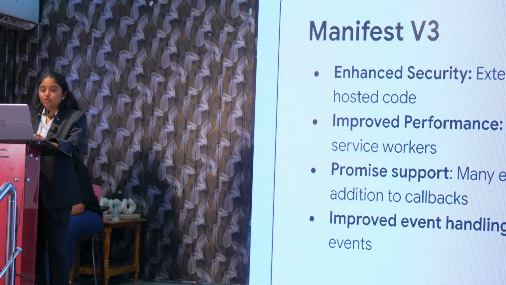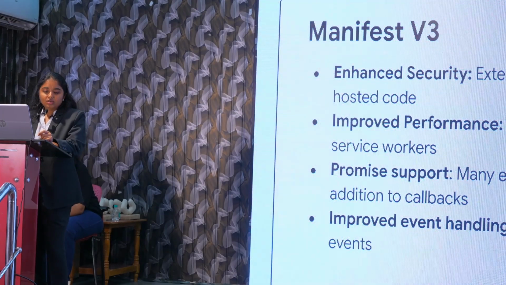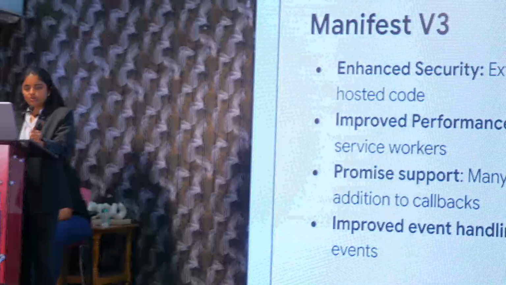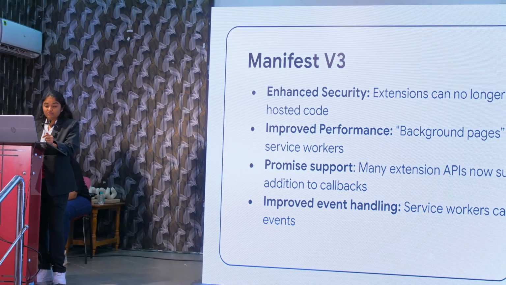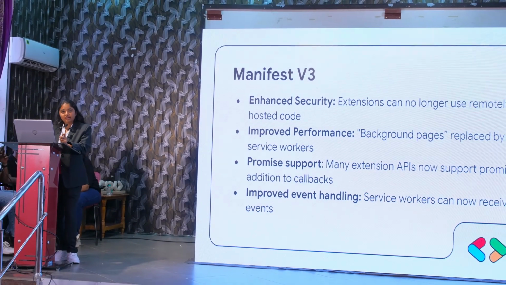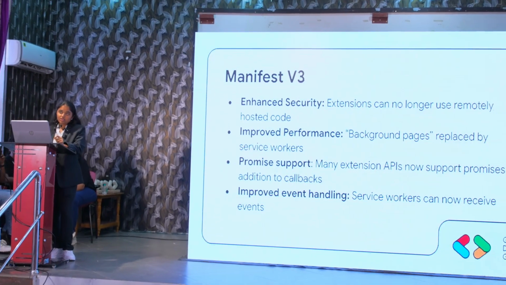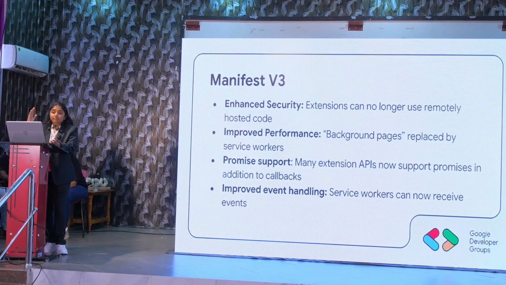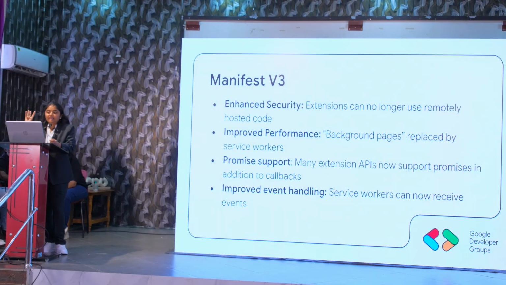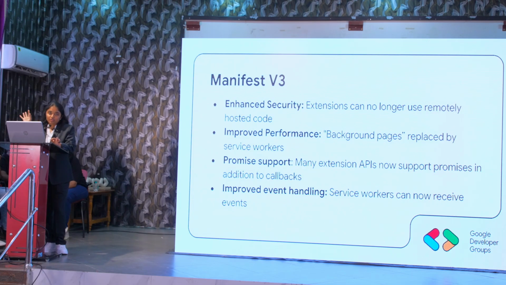About Manifest V3: there are versions for Chrome extensions. Previously there was Manifest V2, and now the current latest version is Manifest V3. So what's the difference between Manifest V2 and what's better in V3? Enhanced security: extensions can no longer run without your hosted code.